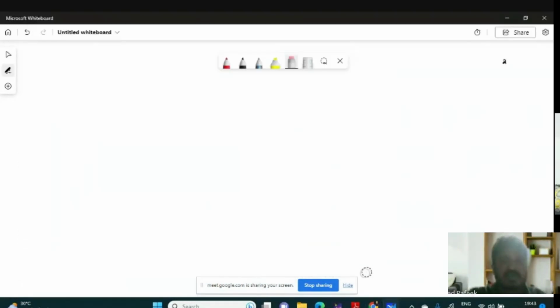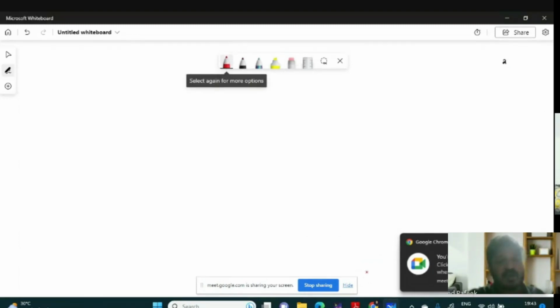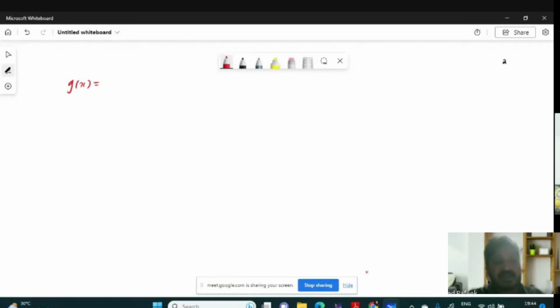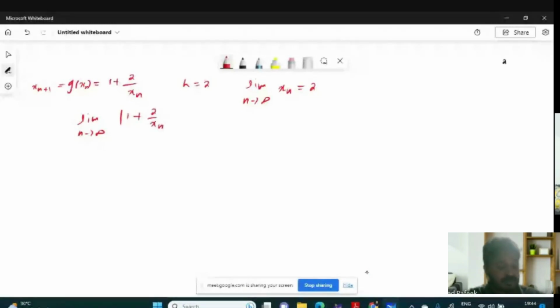Yeah, g of x, third option, g of x is equal to 1 plus 2 by xn. G of xn, or xn plus 1, is equal to 1 plus 2 by xn. L equal to 2, and similarly, as it is, the limit as n tends to infinity of xn is equal to 2. Okay, verify the limit as n tends to infinity of (1 plus 2 by xn minus 2) by modulus of (xn minus 2) whole square.